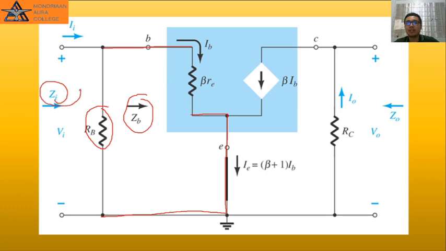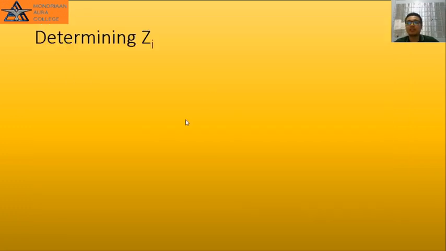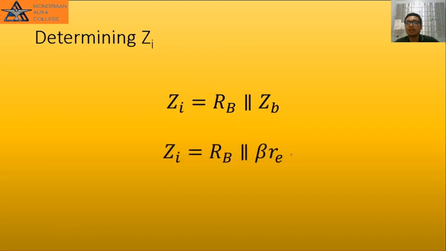And then Z sub I, kukunin lang natin yung parallel combination nung dalawang resistances na yon. Alright. So Z sub I is equal to R sub B parallel with Z sub B. And since Z sub B is equal to beta RE, pwede natin palitan to ng beta RE. It's simpler compared doon sa ating unbypassed configuration, pero tignan natin ano ba magiging effect nito pagdating sa output voltage natin.